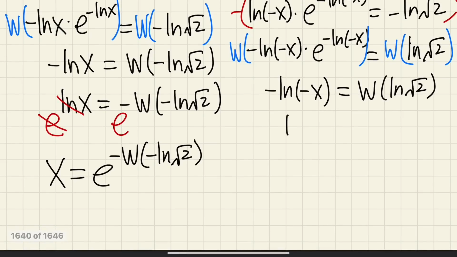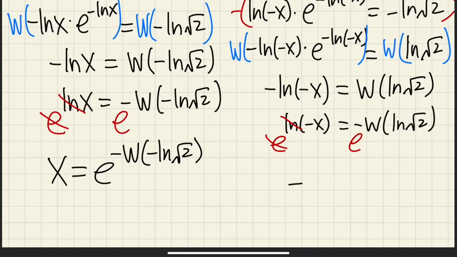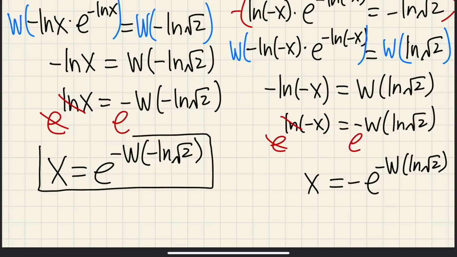And then do the usual business then. Divide both sides by negative. And then do e to the power. So on the left hand side, we will have negative x. But I'm just going to be dividing negative on both sides, so I'll put a negative here. And then e to the negative W of ln of square root of 2. So as we can see, we have these two expressions for x.